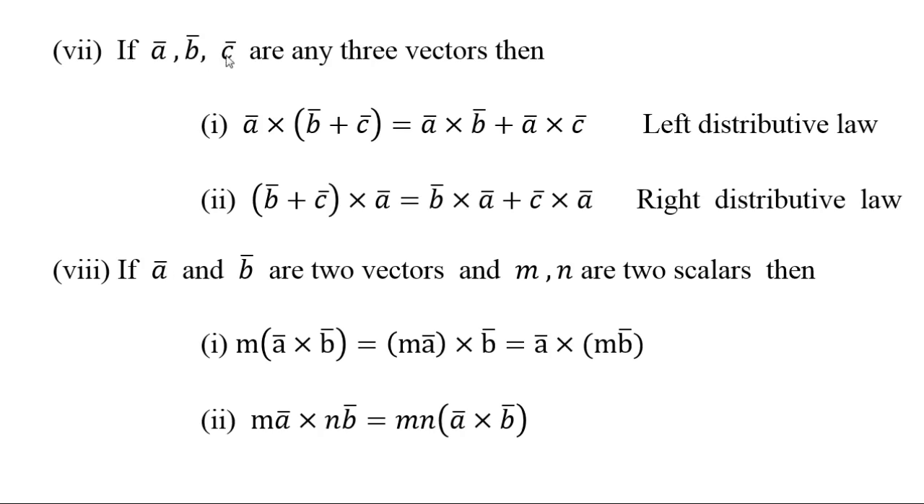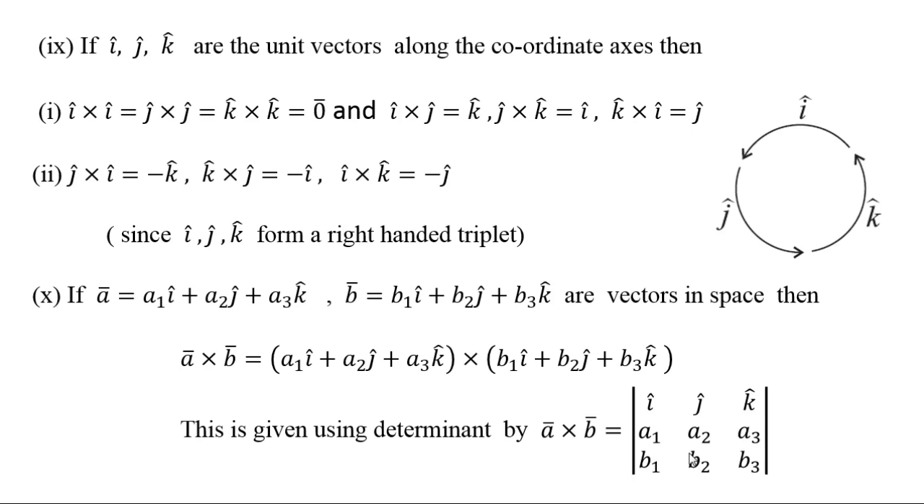If A bar, B bar, C bar are any three vectors, then A bar cross B plus C is equal to A cross B plus A cross C. This is called distributive law, left distributive, and this second one is called right distributive. If we have a scalar m and if we want to multiply the vector product A cross B by m, we have to just multiply one of them by m, and m A bar cross n B bar can be written as m into n into A cross B. So these are some properties of vector product.